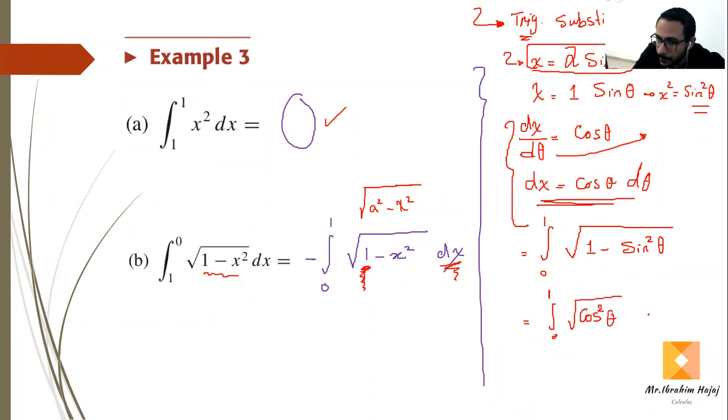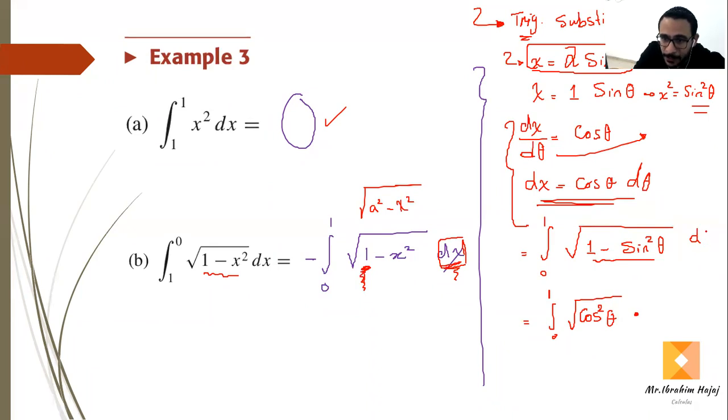Cosine squared theta. And what's the area? Even if they don't give you a trig function, this is another way. It's called trig substitution, to find the integral of 1 over the root of 1 minus x squared.